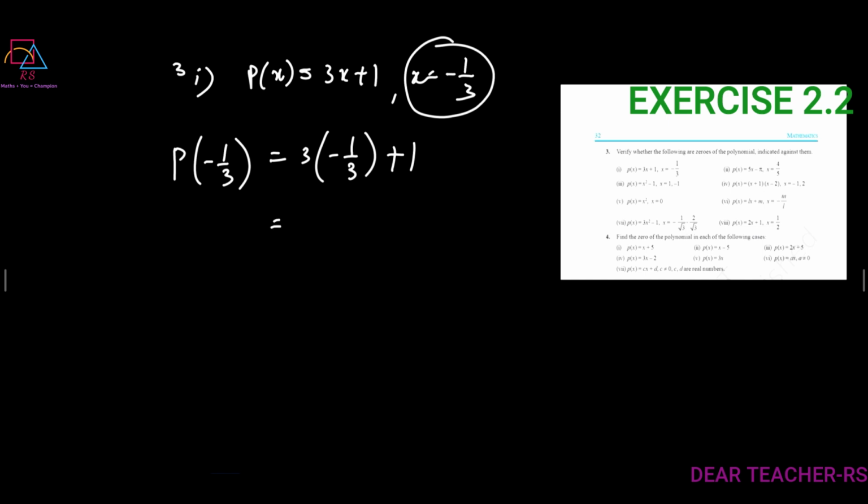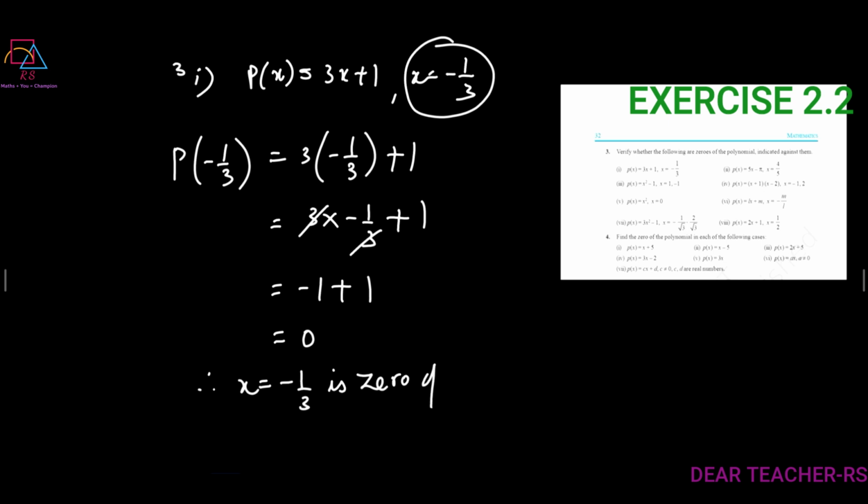So 3 into 1 by 3 minus 1 by 3 plus 1. 3 will get cancelled. Minus 1 plus 1 is equal to 0. That means at x is equal to minus 1 by 3, the polynomial value is 0. Therefore, x is equal to minus 1 by 3 is a zero of p(x). If the value is not 0, then it is not a zero.